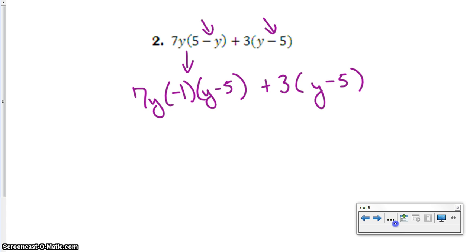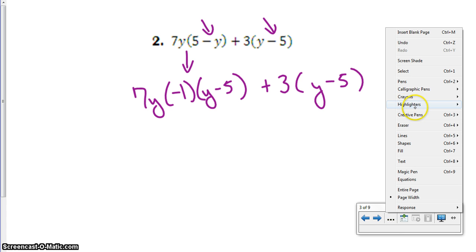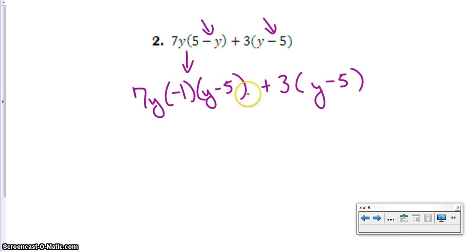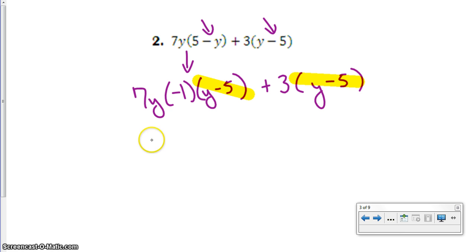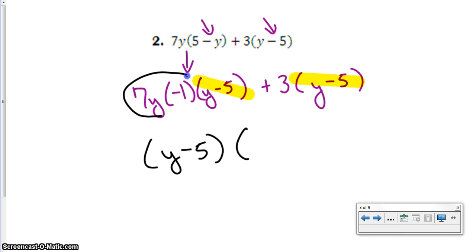Why, Mrs. Rose, you're so smart because you know what? When you do that, you now have exactly a binomial factor that they have in common. And what is the sum that is left? Well, 7y times negative 1 is negative 7y plus 3. There we go.